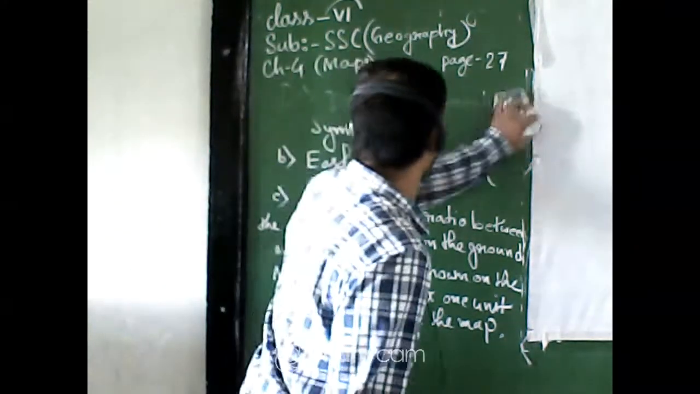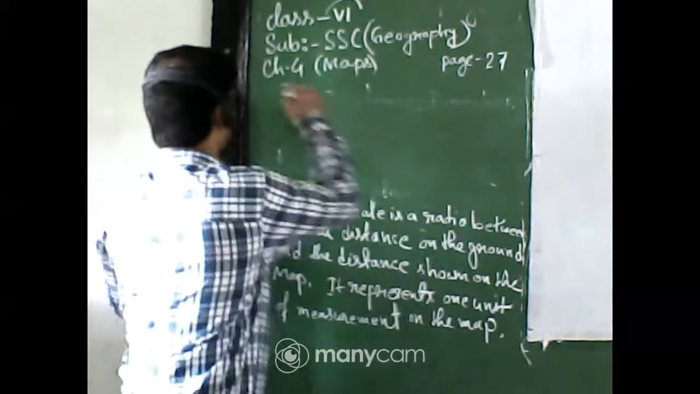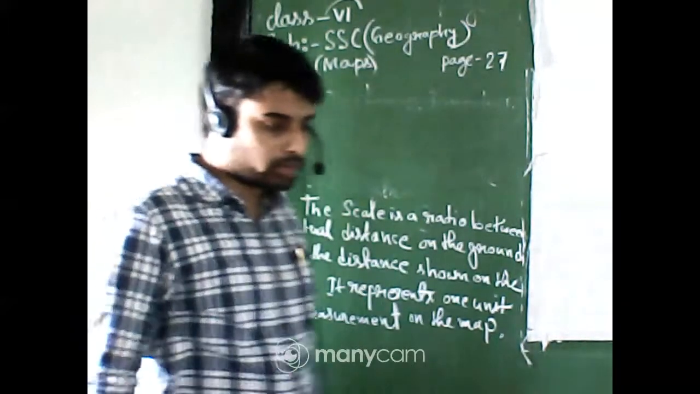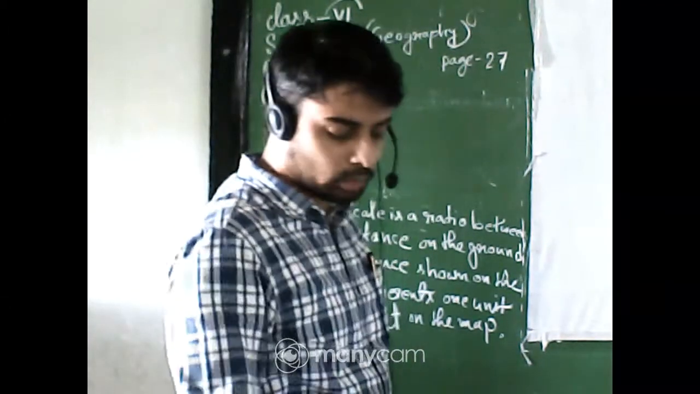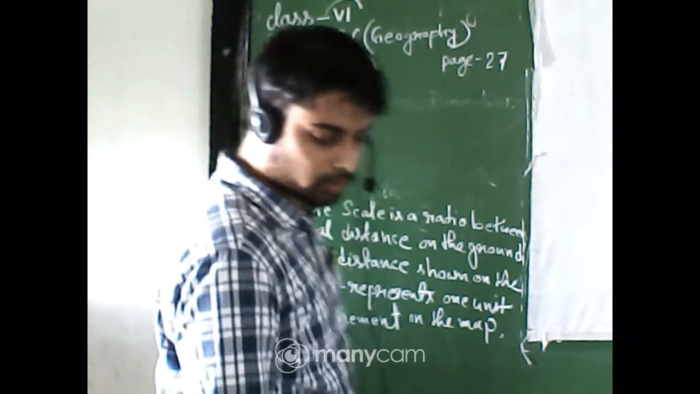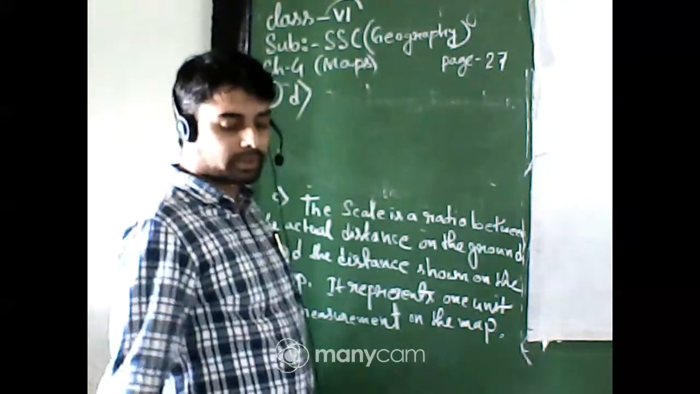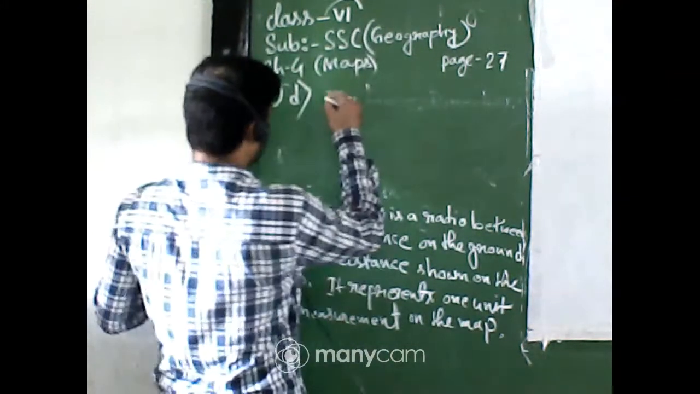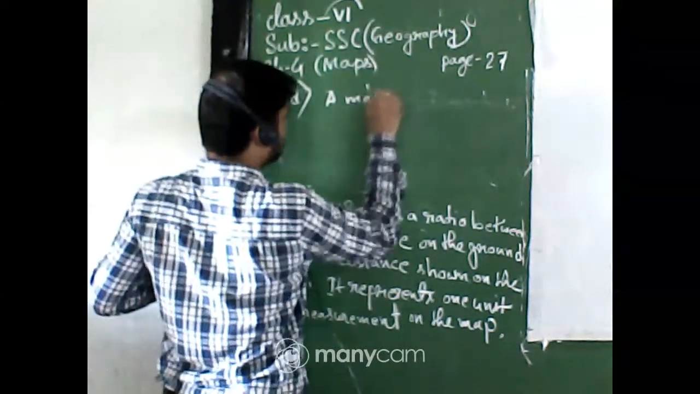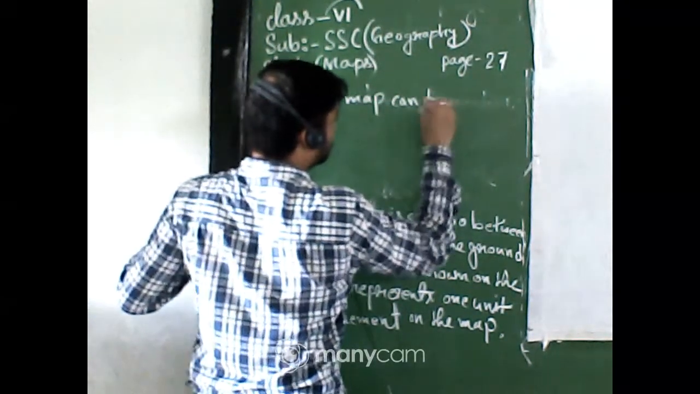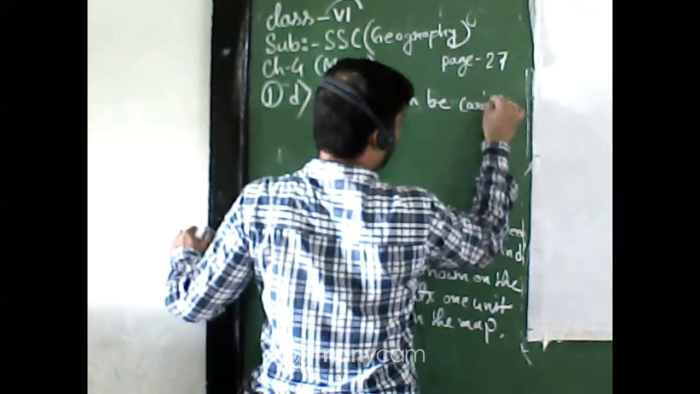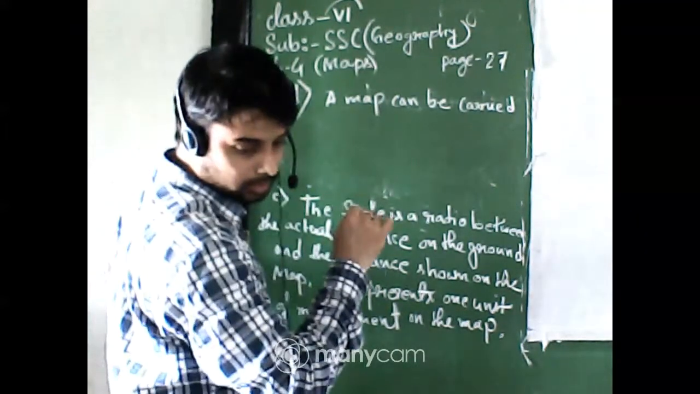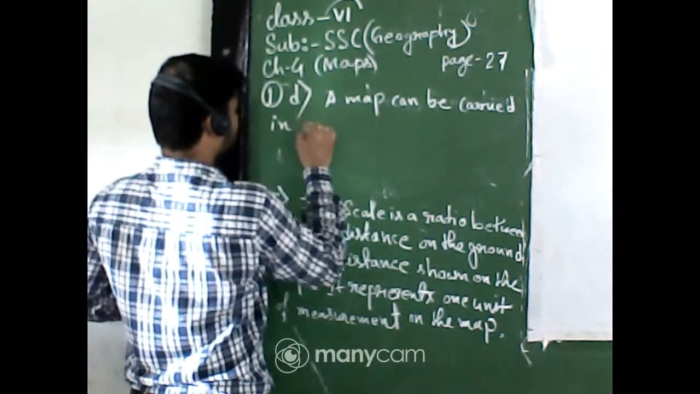Now question number 4. So I am rubbing this one, these two. Question number 4, 1D actually. And the question is, how are maps more helpful than a globe? Okay, so when I discussed this one, I have already told you some points. Again, write: a map can be carried in a pocket.